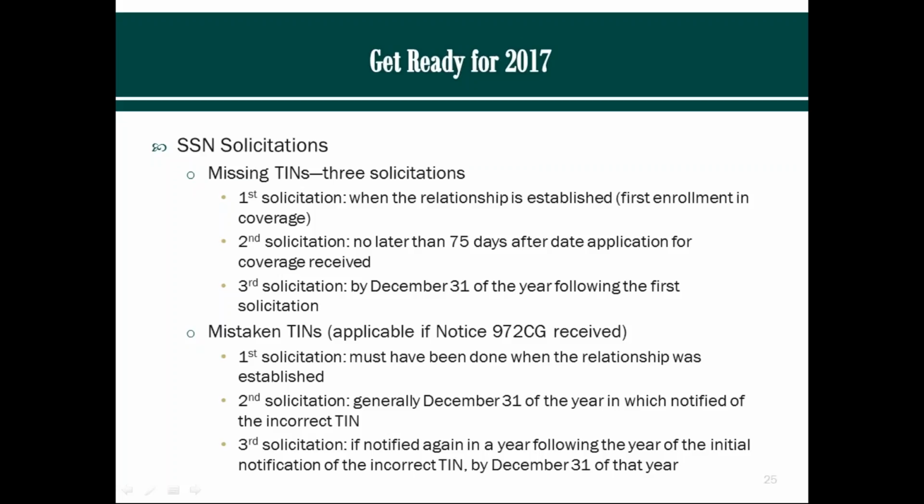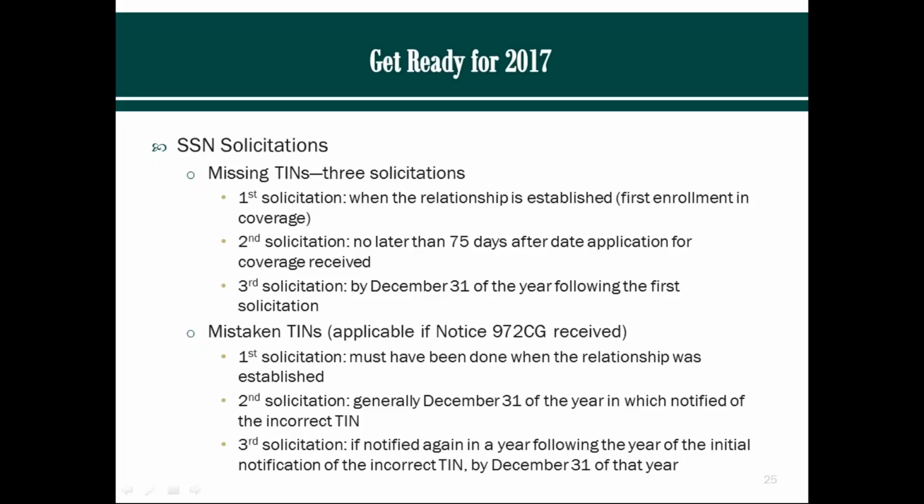And then finally, you have to make a third solicitation, and that has to be made by December 31st of the year following the first solicitation. Again, if you had open enrollment in October of 2015, your third solicitation must be done by December 31st of 2016. And you have to be able to prove that you made that solicitation. So if you're only soliciting by phone, make sure you're keeping extremely good notes and documenting it somewhere. You can also do it by mail: send them a letter and keep copies of those letters.